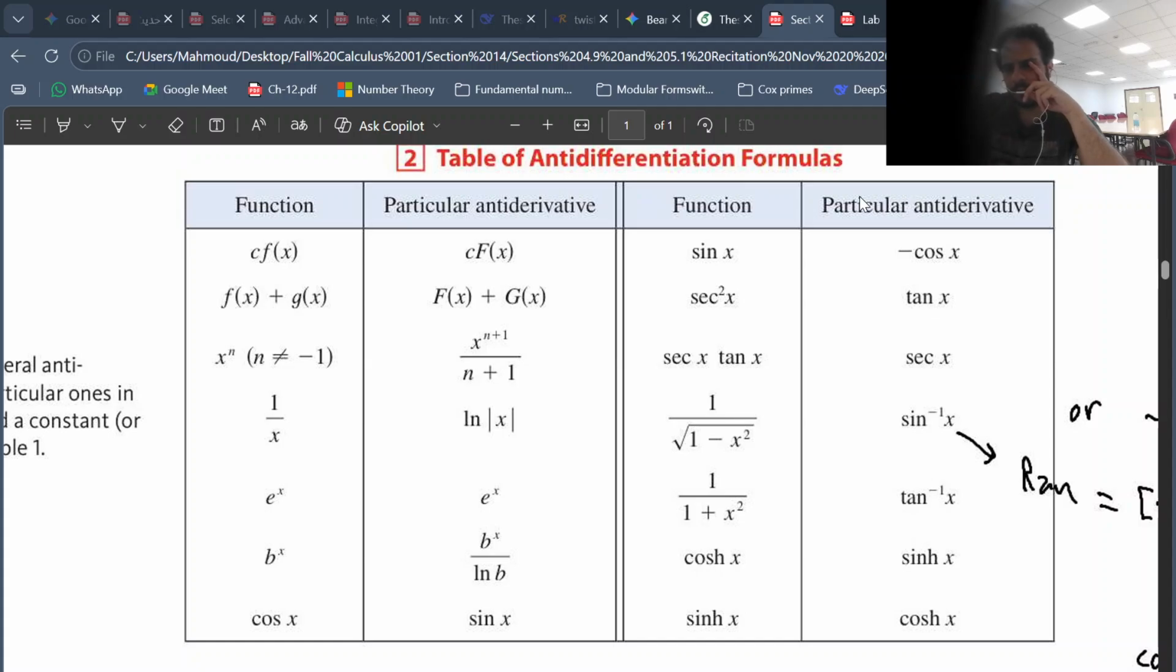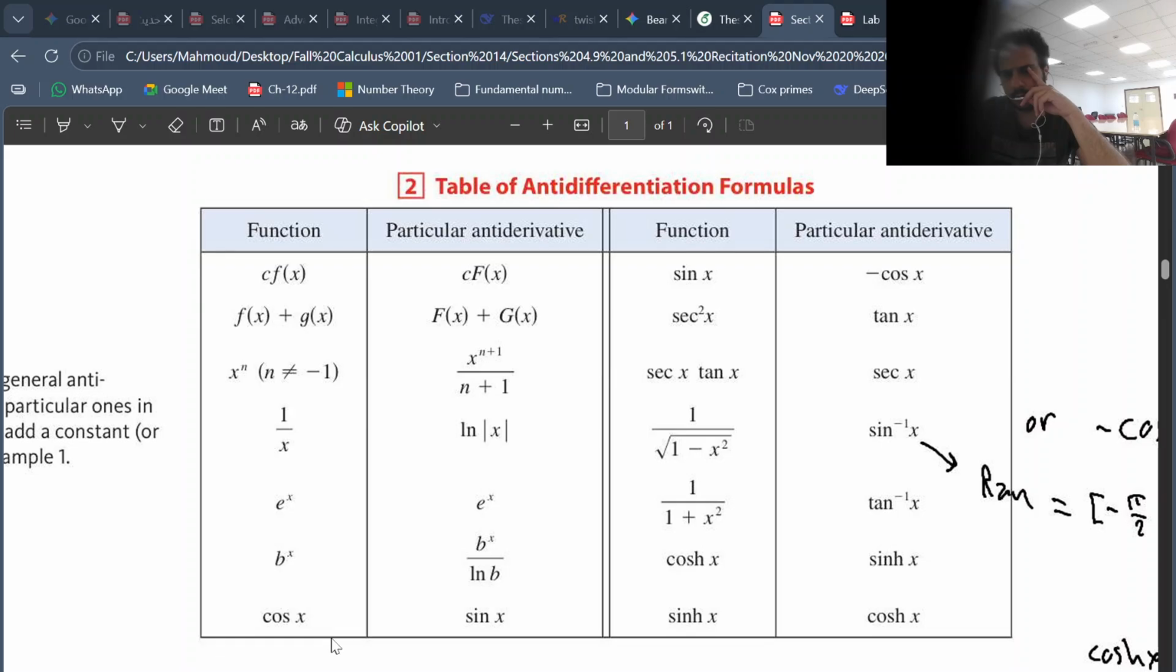For derivative, you multiply by ln b, right? Yes. But for antiderivative, see the difference? When you find the antiderivative of b to the x, you get b to the x divided by ln b. So this is the difference between antiderivative and derivative. For antiderivative, you divide by ln b. For derivative, you multiply. Good?